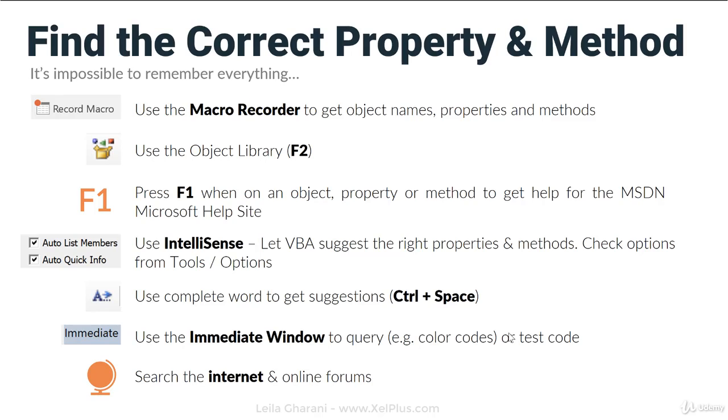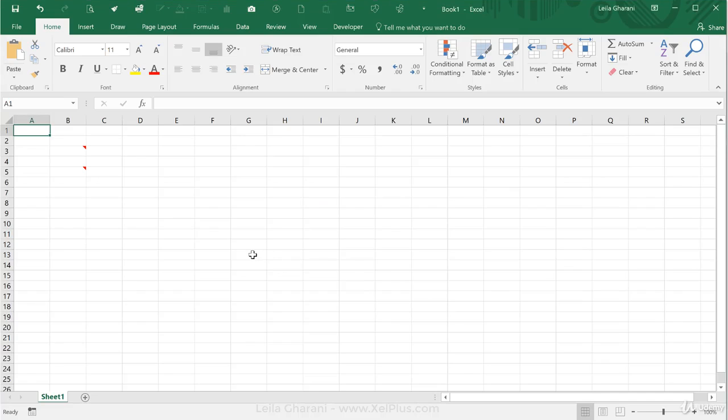I've picked the comment object, and we're going to take a look at how we could use these different methods to find out more information about this comment property, which actually returns an object. So it's one of those that is a property, but is also an object at the same time. Here I just have a blank workbook, and I put in two comments in B3 and B5. Now you already know how to use the macro recorder to get the right syntax. So now let's take a look at the other options that we saw.